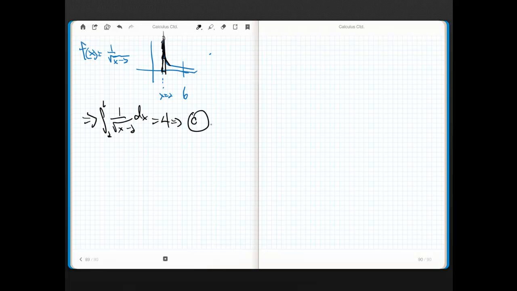So I'm going to circle my C, convergent. That tells me it converges. What does it converge to? It converges to 4. You see? That's kind of fun, huh?